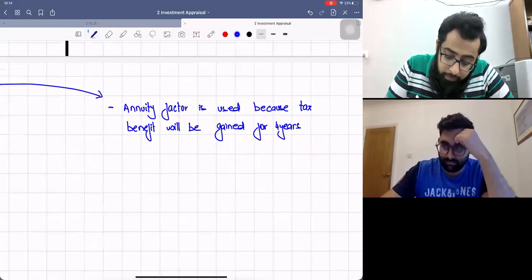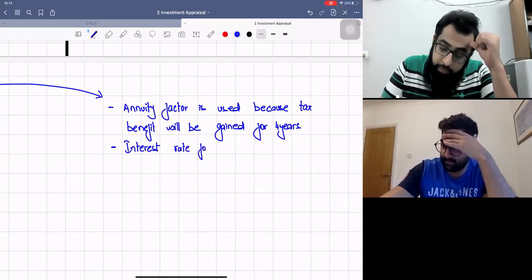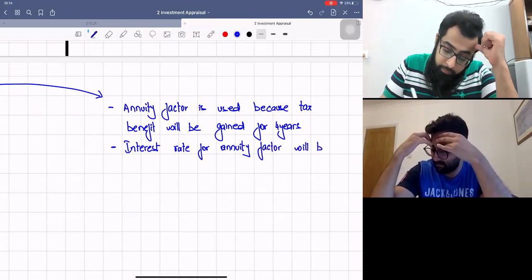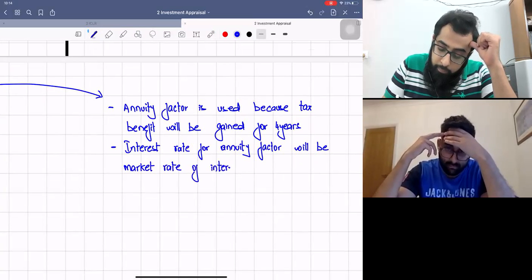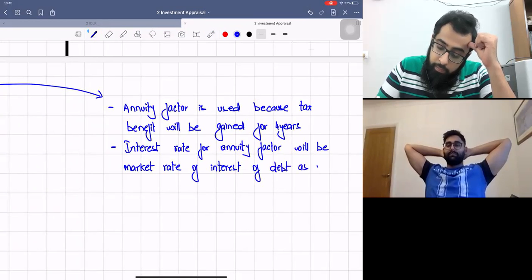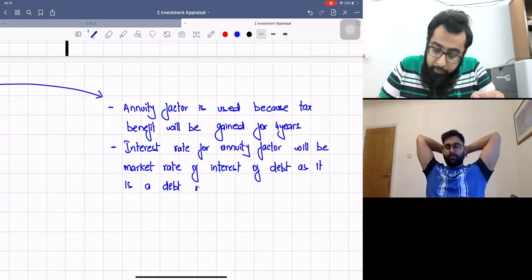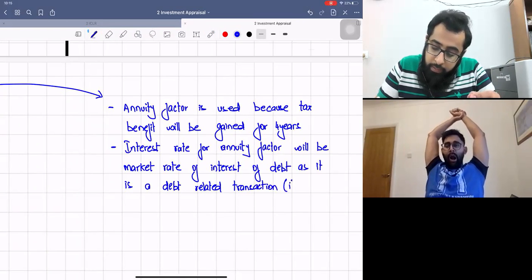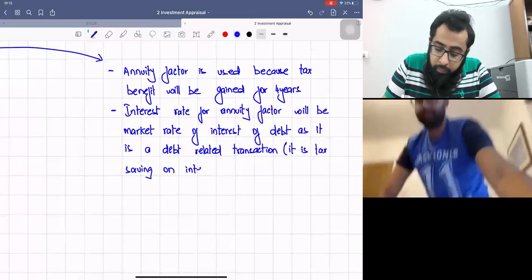Interest rate for annuity factor will be market rate of interest of debt, as it is a debt related transaction. It is tax saving on the interest. It is a debt related transaction. It is tax saving on interest on debt.